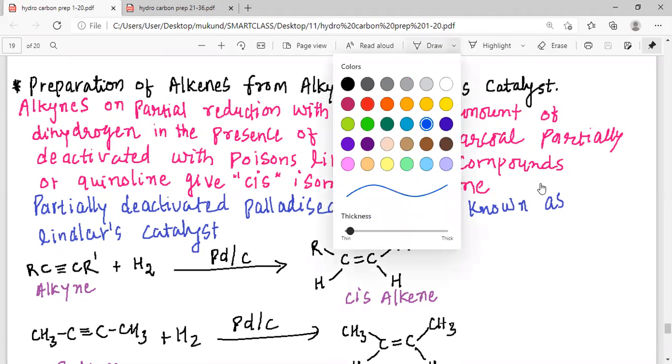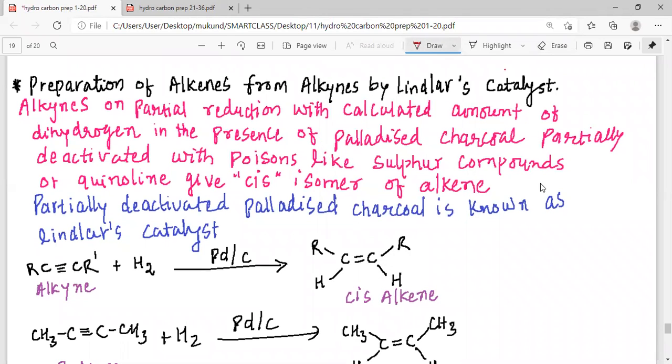Alkenes. Here we are going to study a very important method for the preparation of alkenes. And even in this method, my dear students, we have the opportunity to prepare the cis alkene or trans alkene. That is why this method is very important and very interesting. Here, the reagent that we use for the preparation of a cis alkene is known as Lindlar's catalyst.